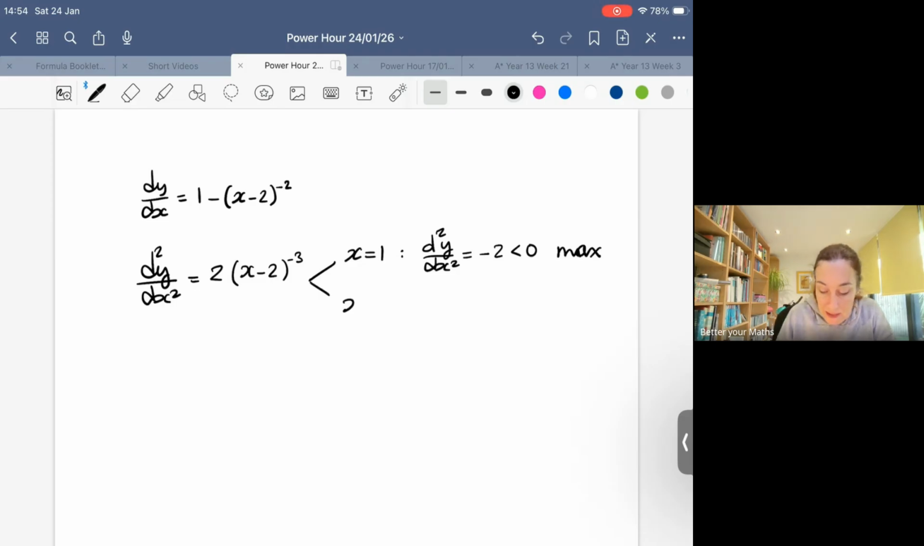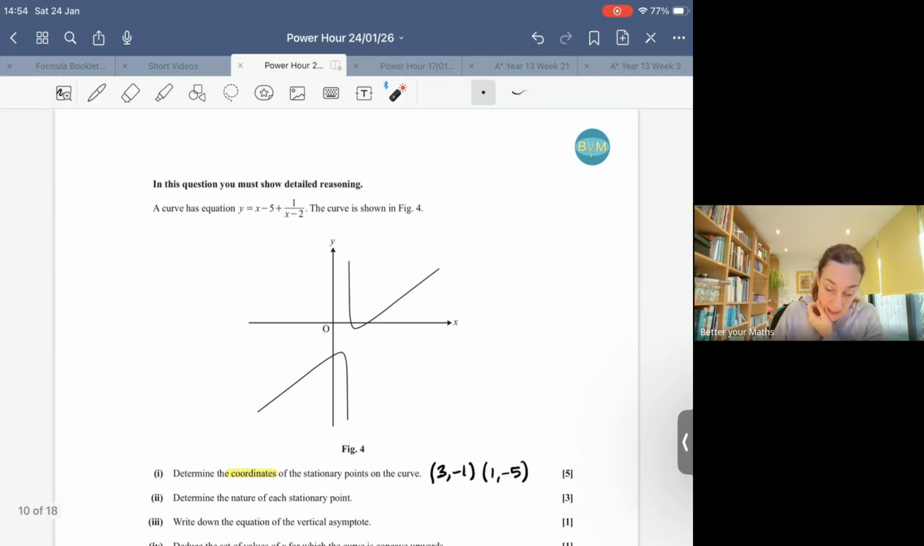And when x is 3, we have 3 minus 2, 1 to the power of minus 3 is 1, multiplied by 2 is 2, which is positive. That means it's a minimum, yeah? Remember, when it's negative, it's a maximum. So this is what they're asking me, yeah? So the point (1, -5) is a maximum, is this one. (3, -1) is a minimum, is this one, yeah?